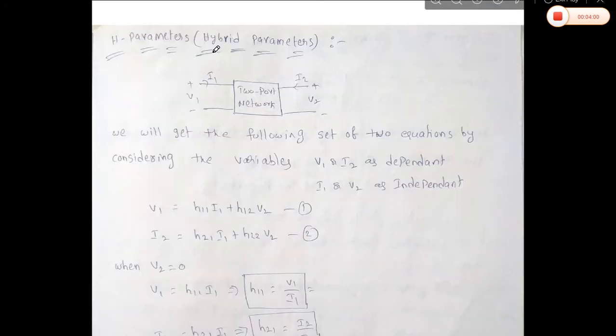Coming to the next topic, H parameters. H parameters are nothing but hybrid parameters, very important. For hybrid parameters, the representation of the two-port network is the same as for all the networks I already mentioned. Here v1 and i1 are the input port and v2 and i2 the output port, right? So the variables are v1 and i1, and v2 and i2.